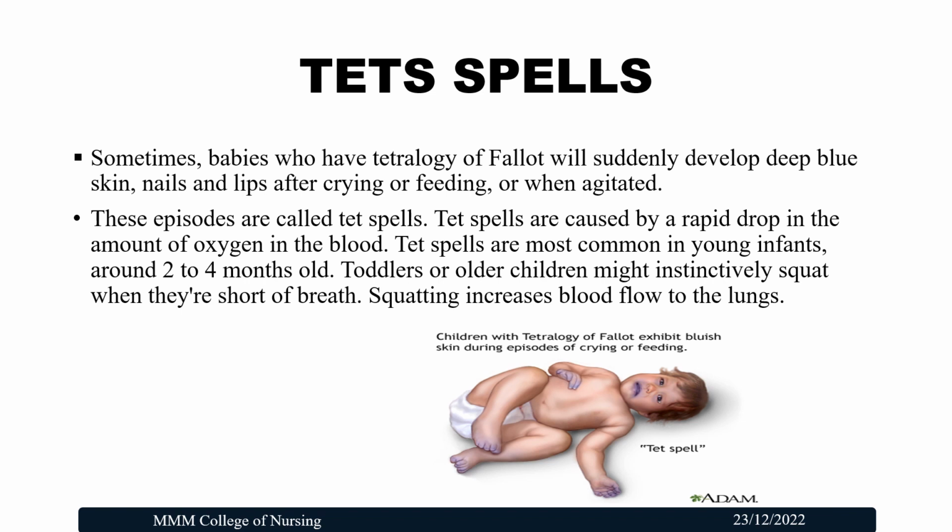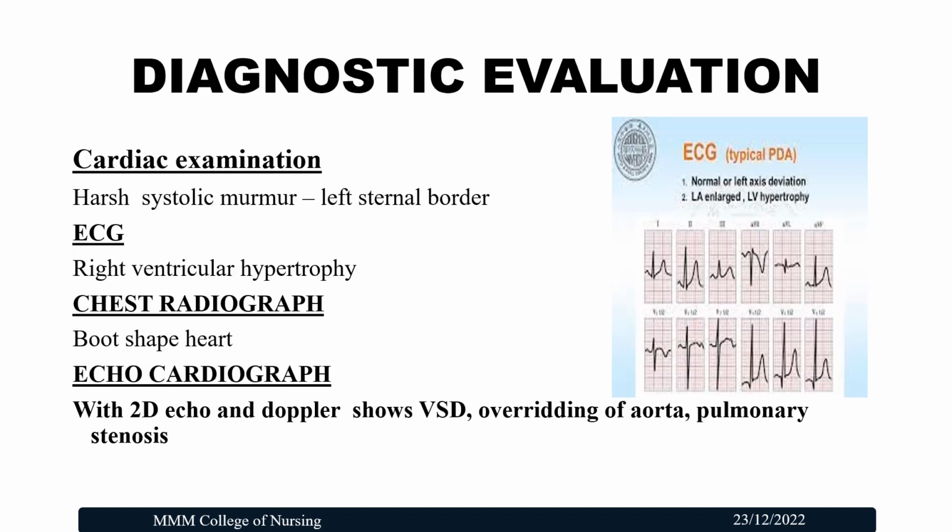Because of the mixing of deoxygenated and oxygenated blood, the child develops cyanosis. A sudden cyanosis, or sudden deep blue discoloration of skin, nails, or lips after crying, is called a tet spell, and this is more common between 2 to 4 months of age in infants. In toddlers and older children, you can make the child squat so that the squatting increases the blood flow to the lungs. This is how you can manage tet spells in older children.